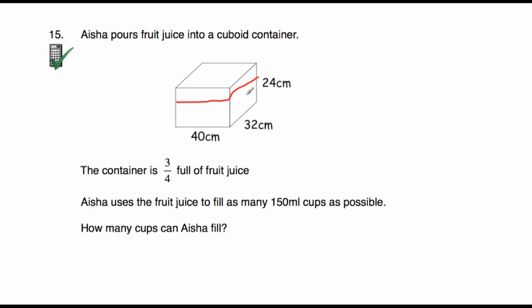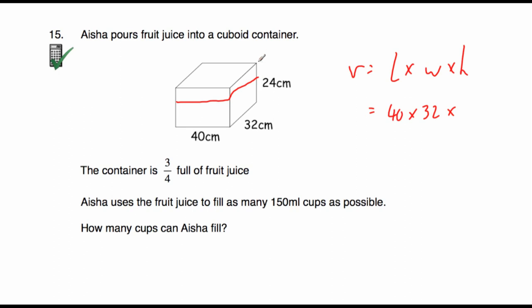So first of all, let's work out the volume of fruit juice in this container. So remember, volume is equal to length multiplied by width multiplied by height. So the length times the width times the height. The length is going to be 40, multiplied by the width, which is 32. So 40 multiplied by 32. And then we're going to multiply it by the height.